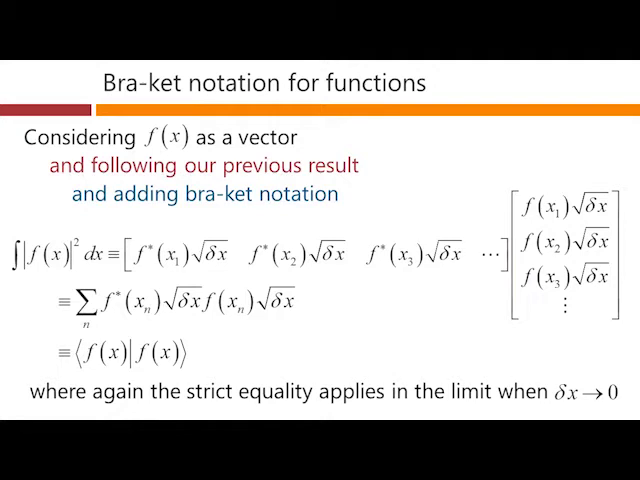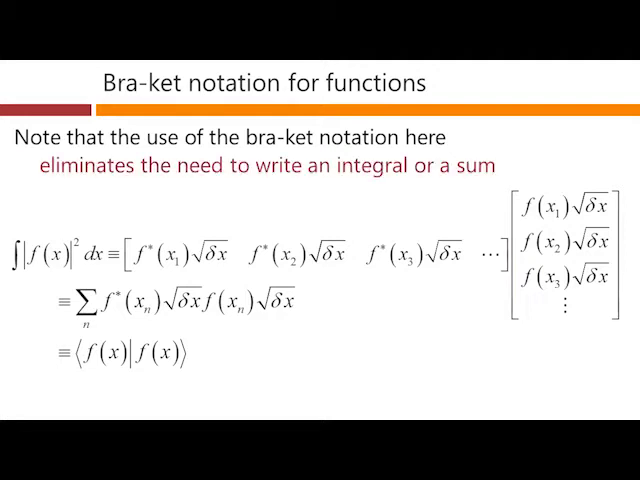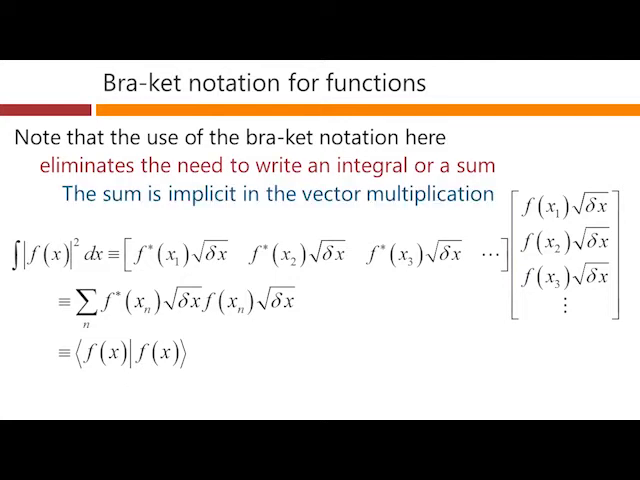And of course, the strict equality here of this integral and this result of a summation, or with this shorthand notation down here, this applies in the limit as delta x goes to 0, of course. Now, note that the use of the bra-ket notation here eliminates the need to write an integral or sum. If we merely use this here, we don't have to bother writing out any of these other forms. This is a shorthand notation for writing these.